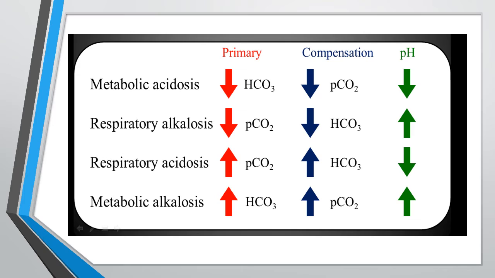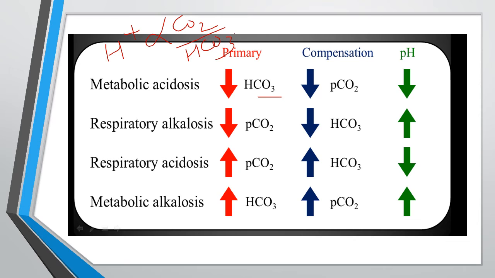So this slide just tells you about the primary change, the compensation, and the pH. As I discussed, metabolic acidosis, what is it? It is a decrease in the bicarbonate. So how will you compensate? Remember that equation, a simpler modification of Henderson-Hasselbalch, the Kassirer-Bleich. H plus concentration was proportional to CO2 by HCO3. You can remember either of the equations and the proportionality.